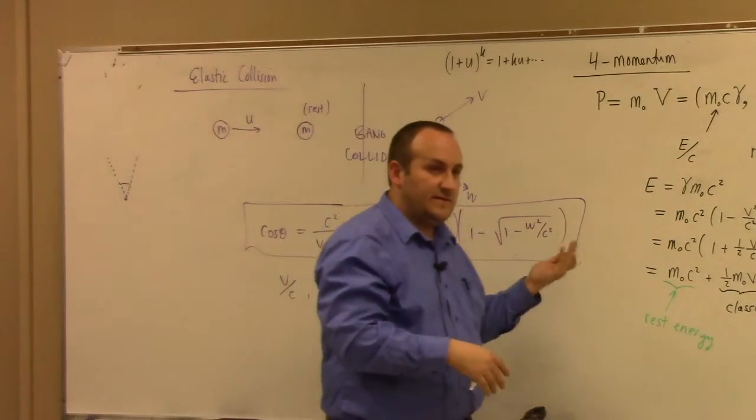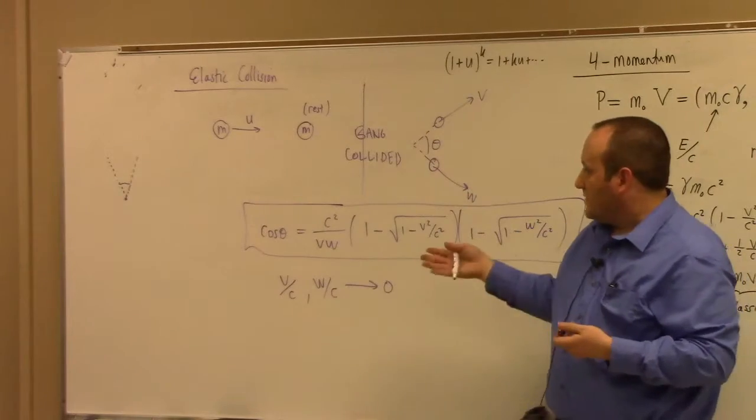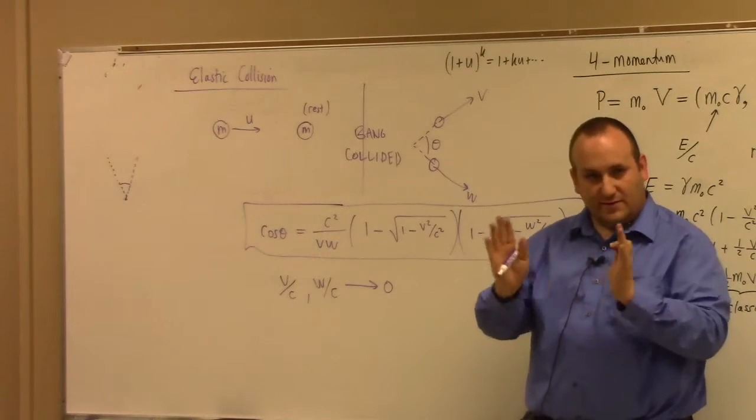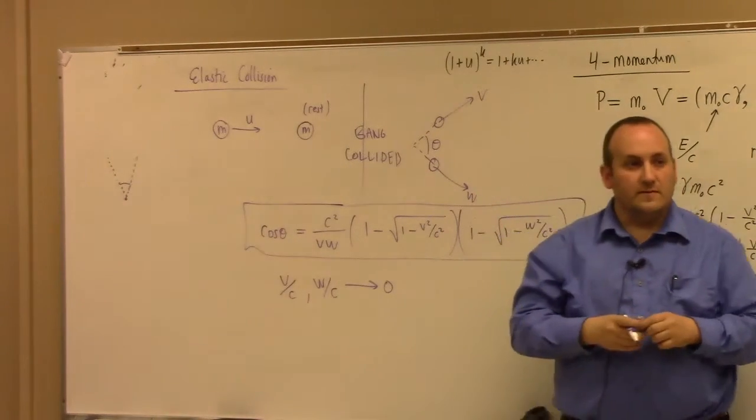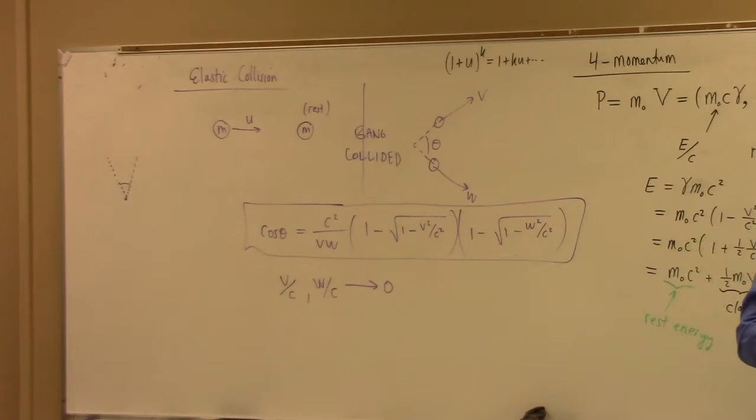It's something else. And this is further experimental confirmation of special relativity, that you don't have 90 degrees for this kind of elastic collision with a particle at rest of equal mass. We know that the particles are equal mass because we're talking about elementary particles.